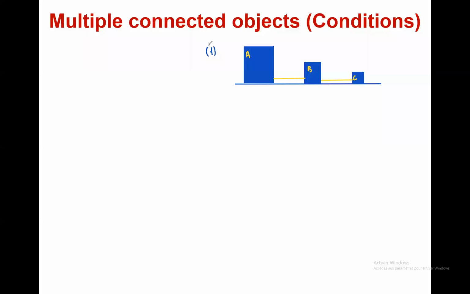The second case, here. Let's say here we have the same horizontal table, and A, B, and C are in direct contact. Okay, this is the second case.